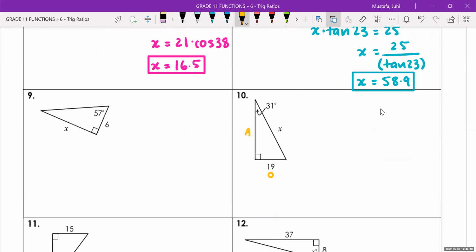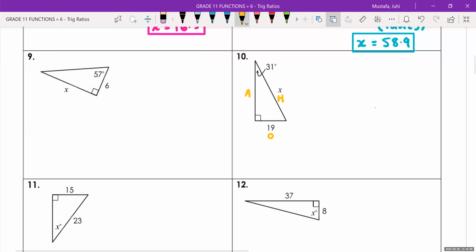We have 31 degrees. We have the opposite side length and the hypotenuse. So are we using sine, cos, or tan? Yep, we're going to use sine. So it's going to be sine of theta is equal to opposite over hypotenuse. I know what theta is. It's 31 degrees. The opposite side length is 19, and the hypotenuse is x.